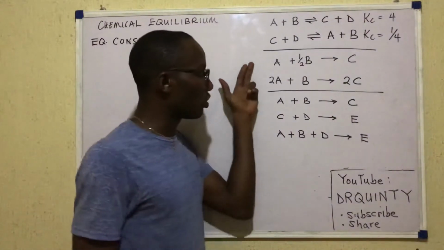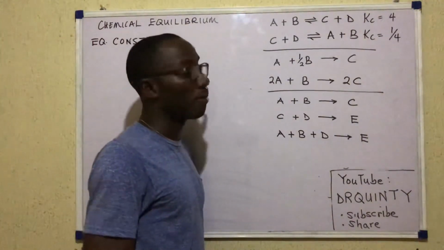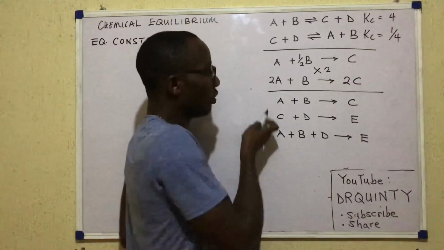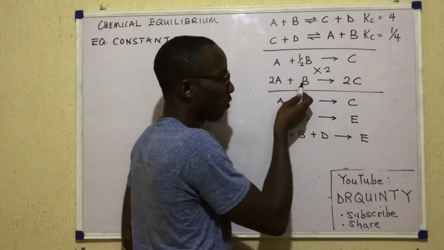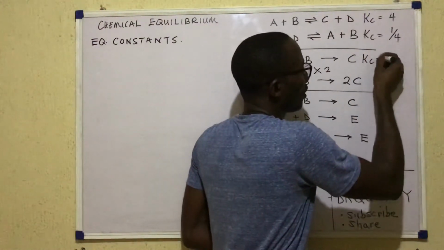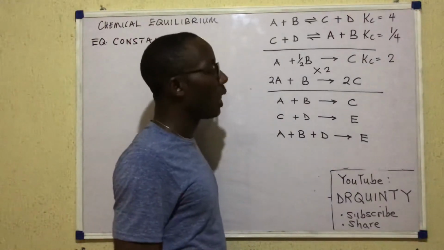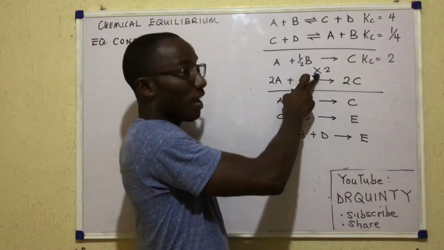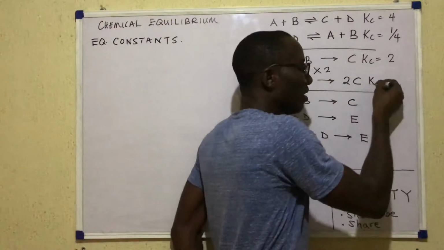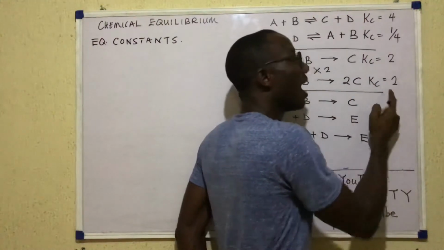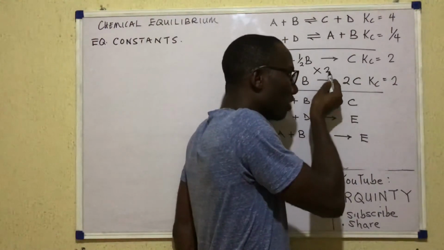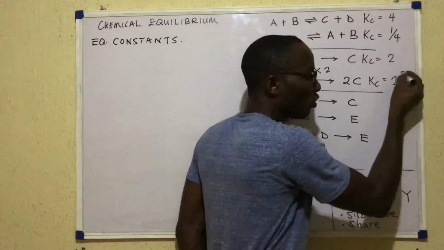If you ask me the relationship between these two, I would simply say that equation 1 has been multiplied by 2. No wonder 1a has become 2a, half b has become 1b, and c has become 2c. Now, when you multiply a reaction by a factor, assuming this case here is 2, to get a new reaction, then you are going to take the Kc of that reaction and raise it to a power. What power? The power equivalent to the number you multiplied by, which is 2, raised to power 2.